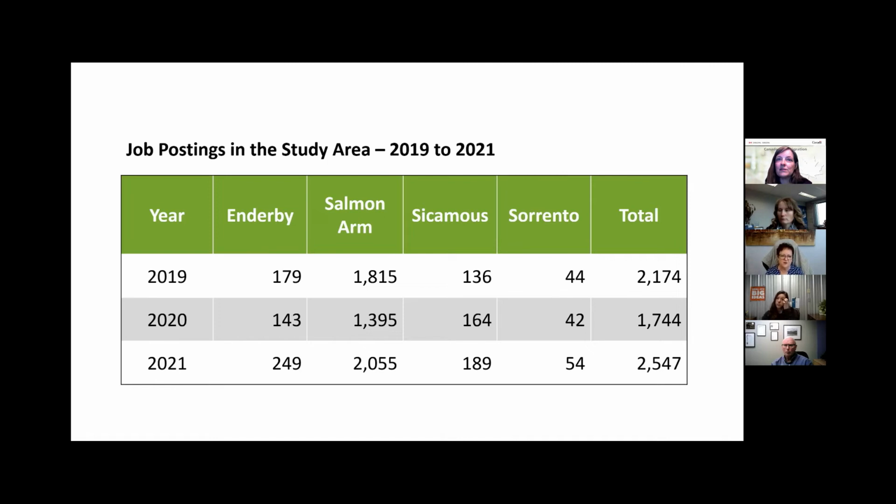So what we've done here is we've looked at the data for the study area, looking back to 2019 to 2021. So this includes data basically from January 1st, 2019 to December 31st, 2021. And what it shows you are the 4 geographies that are identified in the platform, and the number of job postings that were found within each of these geographies, within each of these timeframes. Salmon Arm, of course, being certainly the largest with regards to the postings. Jocelyn, if you move to the next slide.